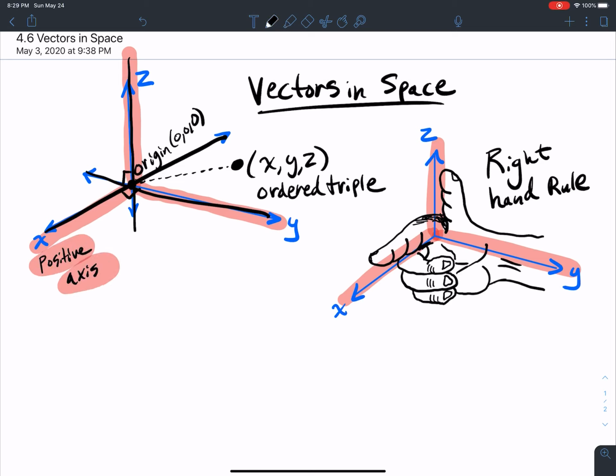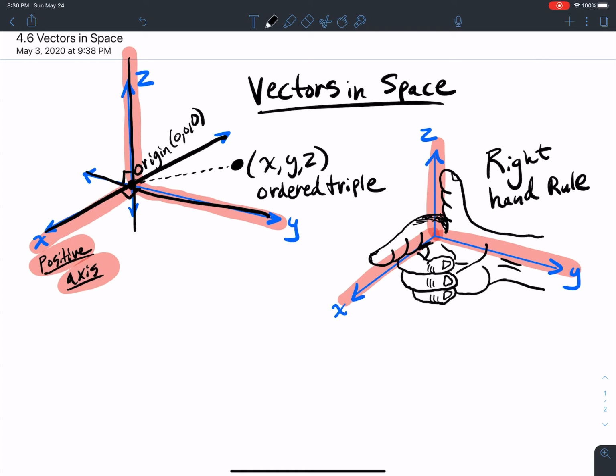What's highlighted in red is the positive axis. That's the right-hand rule, which states that if the index finger of the right hand points in the direction of the positive x-axis, the middle finger points in the direction of the positive y-axis, and the thumb points in the direction of the positive z-axis. So this is pointing in the direction of the positive y-axis there.